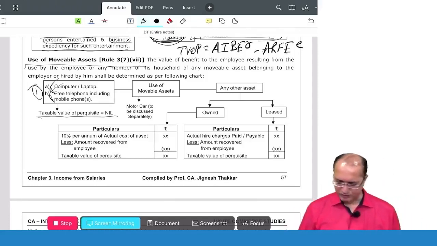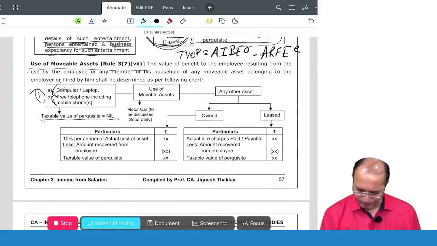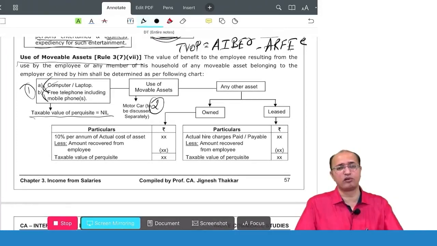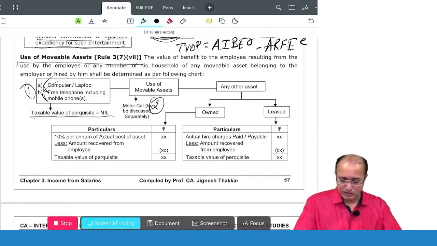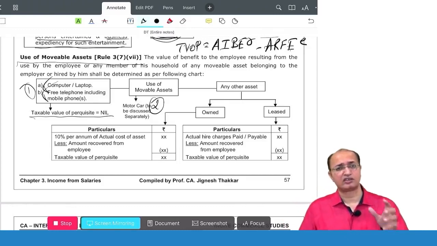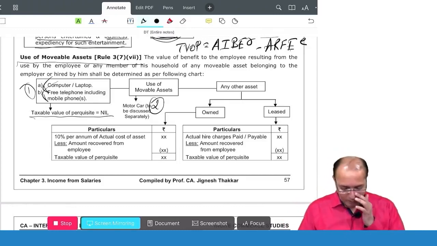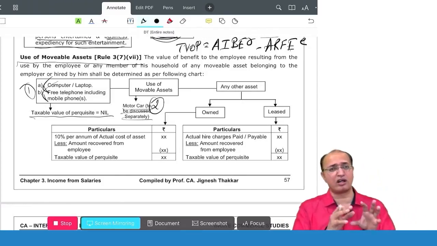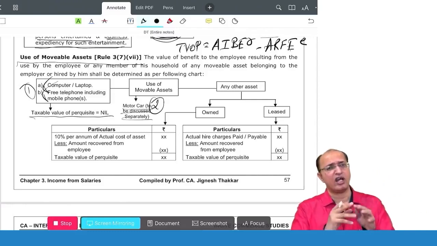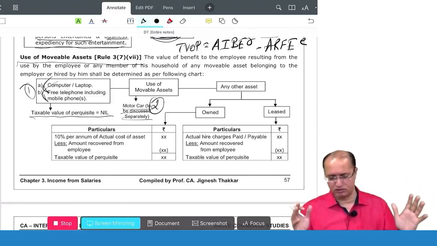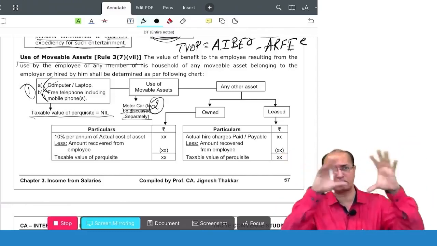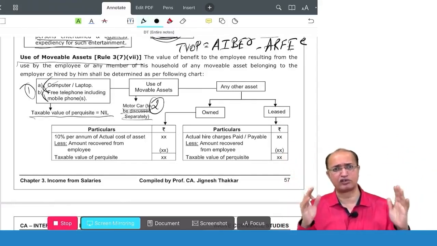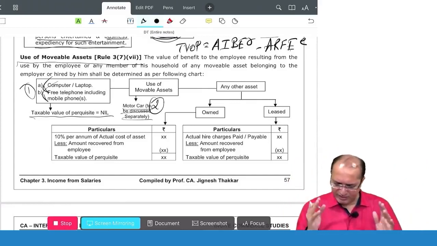Yes. Let's move on to the second point, motor car facility. Employer has provided you a motor car. In that case, definitely something is going to be taxed to you. But how much amount will be taxed, that we will discuss separately. For motor car facility, we have a separate flow chart of an entire page. Similar to rent-free accommodation, where we had a one full page flow chart, a similar flow chart is also there for motor car. That will be discussed separately.